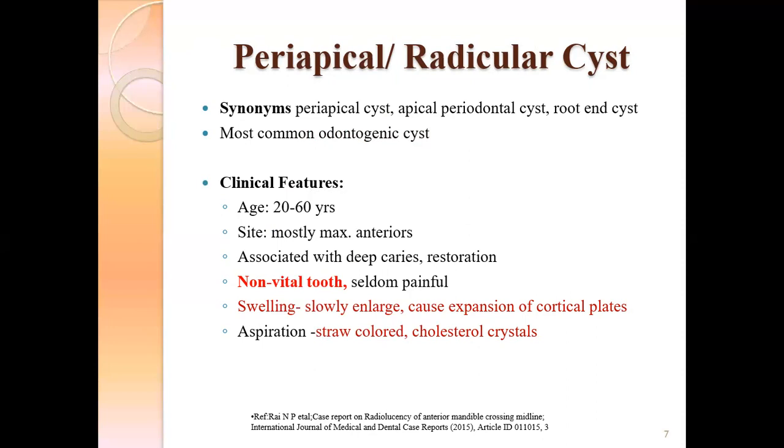Periapical cysts are mostly seen in the maxillary anterior region. And it is associated with deep caries, deep restorations, or a history of trauma. The tooth will be non-vital. And we can see a slow growing expansion of the buccal or palatal cortical plate. On aspiration, the cyst will give a straw-colored cholesterol-filled crystal fluid.